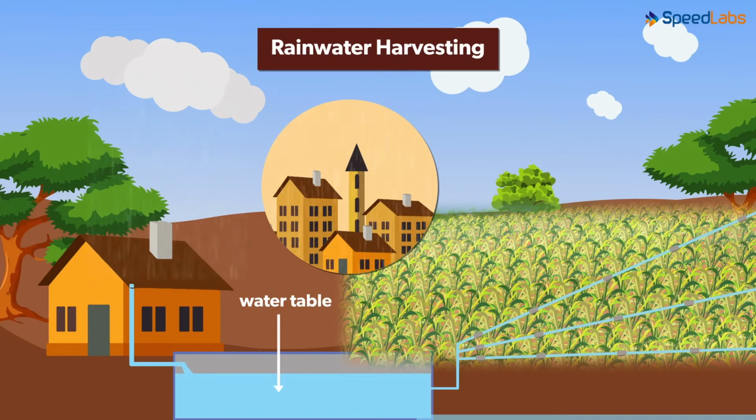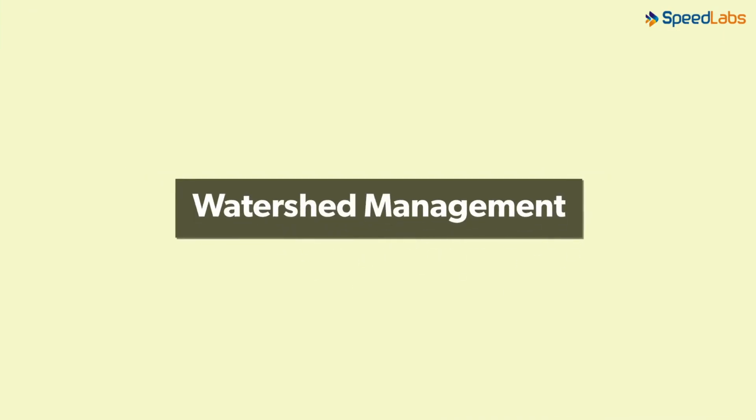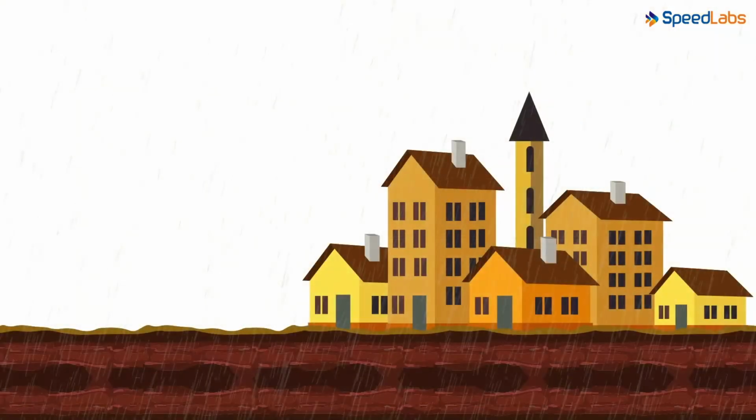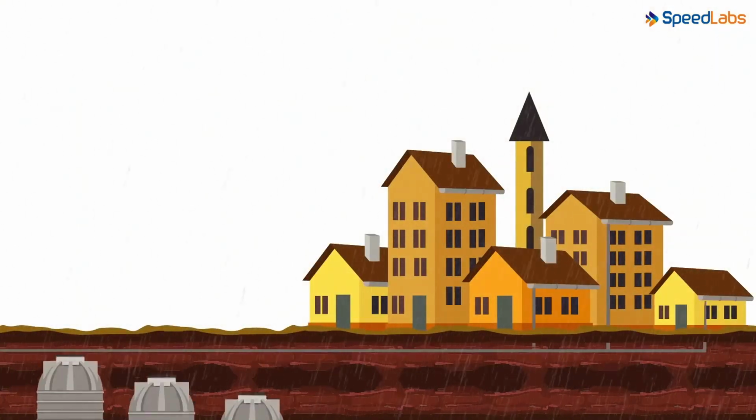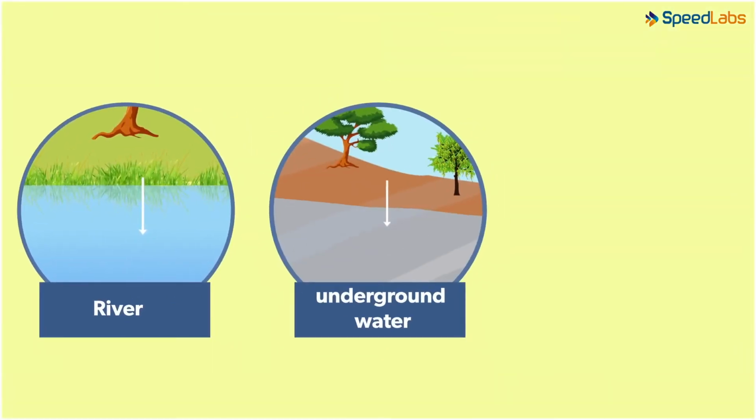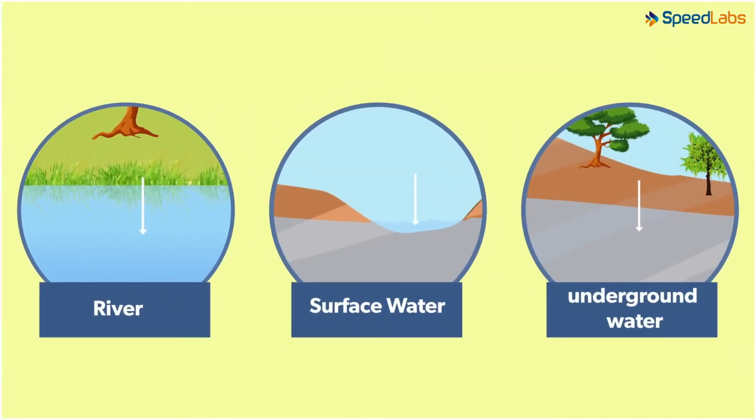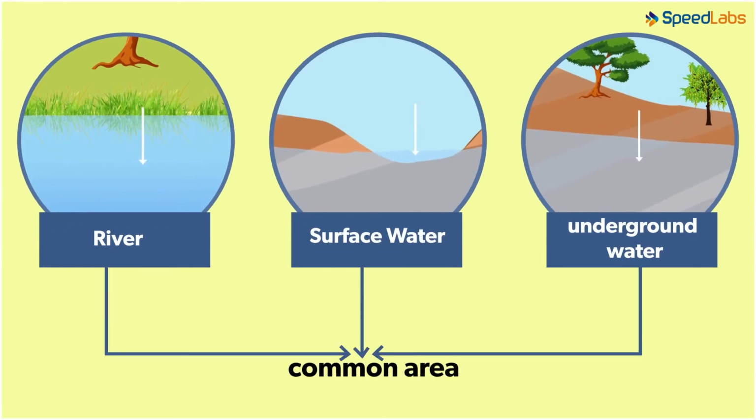Another technique is watershed management. Have you heard about the term watershed management? What is watershed? An area of land that drains into a common water body is known as a watershed. The rivers, the underground water, and the surface runoff all drain into a common area. This technique ensures storage of water as well as prevents surface runoffs. How can we help create a watershed?